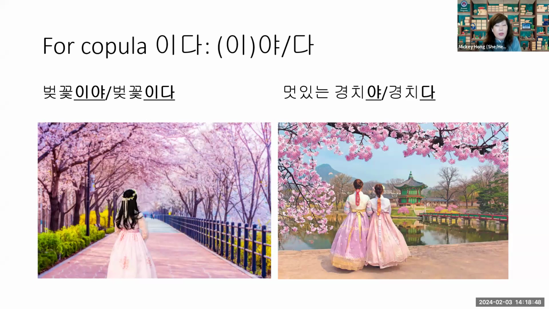And for ida, when you say it is something, if it ends in a consonant, it's iya, or ita. Or you just say ya or ta if it ends in a vowel. So 벚꽃 is the cherry blossom, and you say 벚꽃이야, it is, okay? And you say 멋있는 경치야, it's a beautiful stunning scenery. 경치 ends in a vowel, so ya or ta, either would do, okay?